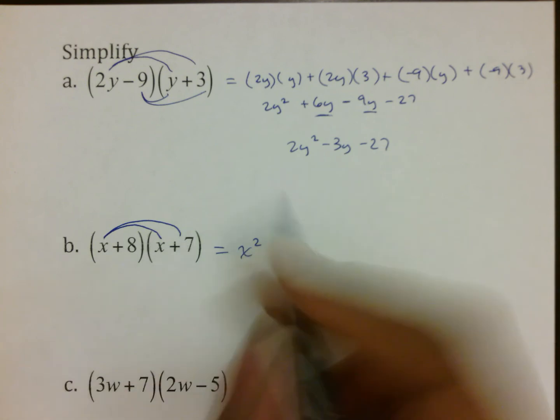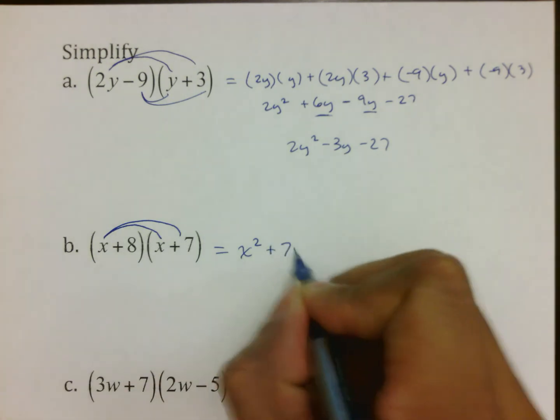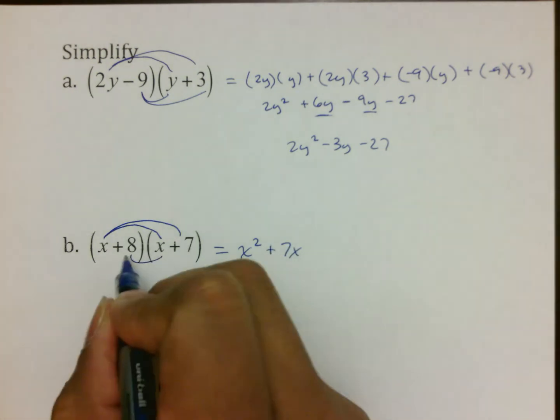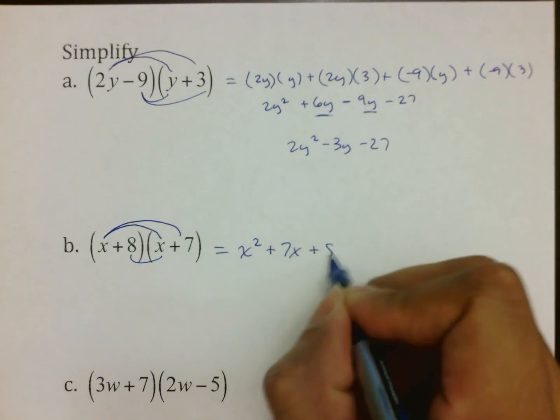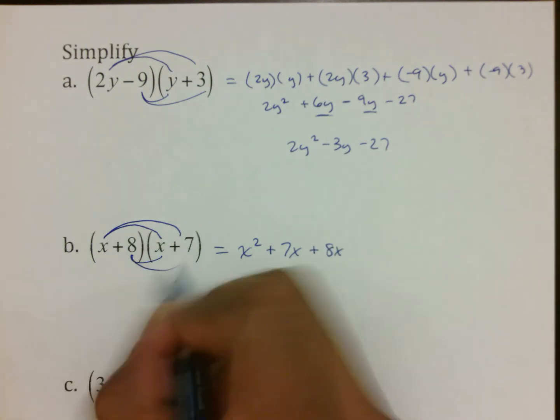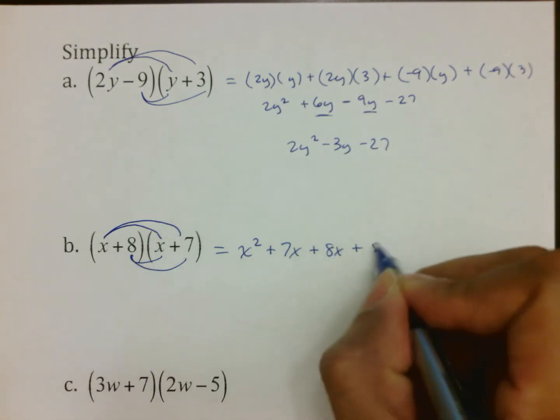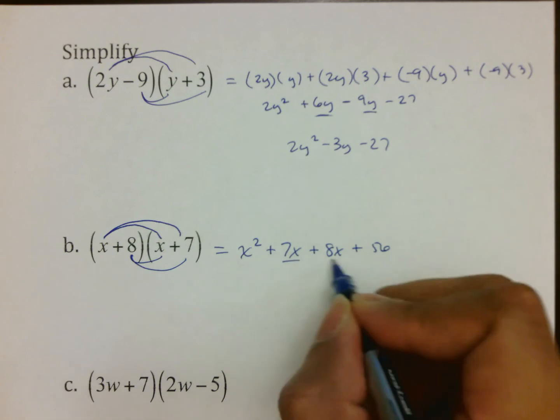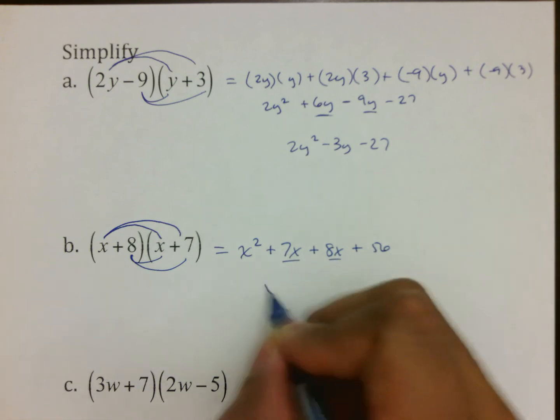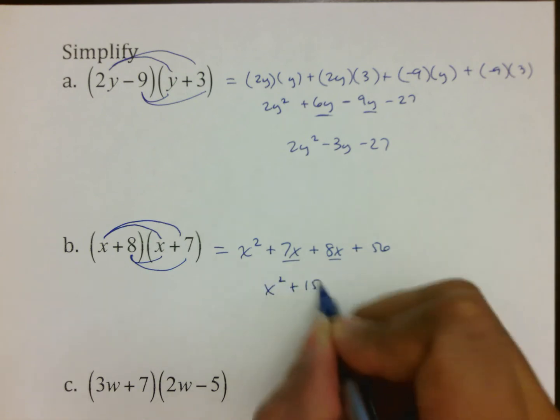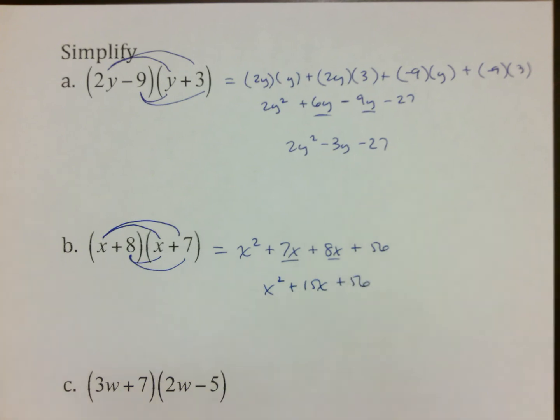So when x meets 7, I get a positive 7x. Here, when 8 meets x, I get a positive 8x. Here, when 8 meets 7, I get a positive 56. And again, looking back, there are like terms here, giving us x squared plus 15x plus 56. So again, just making sure you put your like terms together.